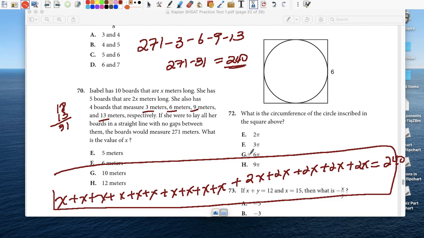Now, instead of writing x plus x plus x 10 times, you could have simply written 10x. Instead of writing 2x plus 2x plus 2x plus 2x plus 2x, you could have written 10x. And there's our equation, much simplified. 10x plus 10x is 20x equals 240. We're going to divide both sides by 20, and x equals 12. So do we have a 12? Yeah, we do.